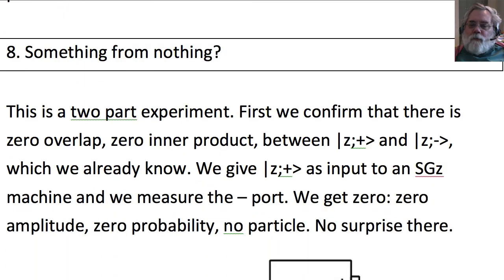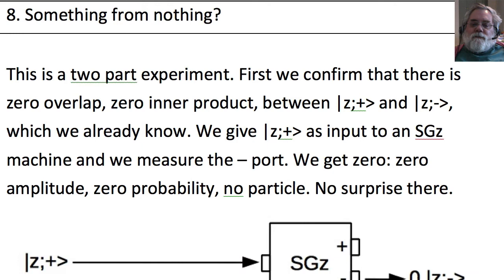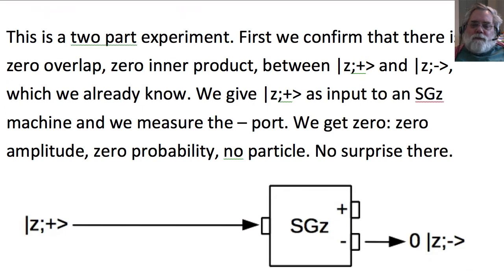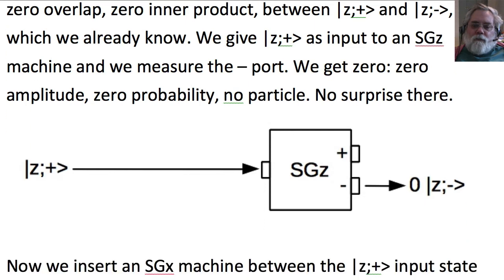Experiment 8, something from nothing. This is a 2-part experiment. First, we confirm that there is zero overlap, zero inner product between Z plus and Z minus, which we already know, but let's confirm it. We give Z plus as input to an SGZ machine and we measure the minus port. We get zero amplitude, zero probability, no particle, no surprise there. If this is not obvious to you, you should do it.